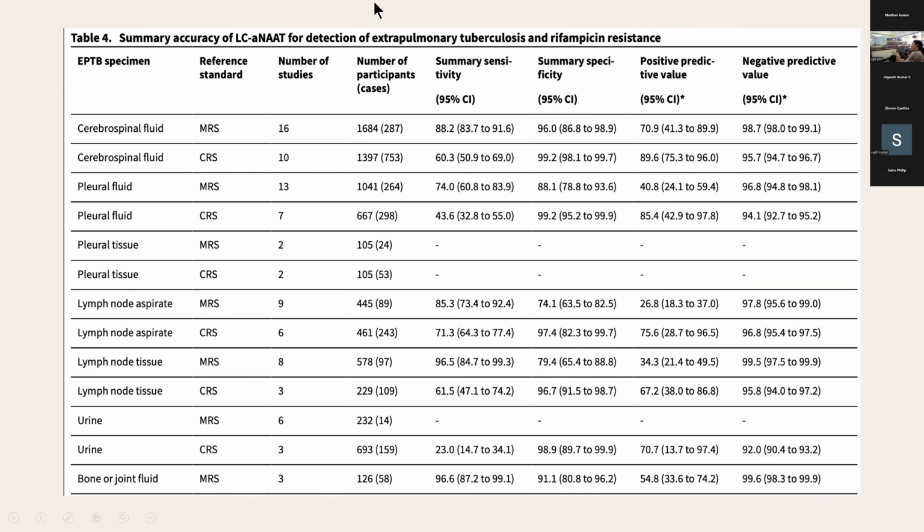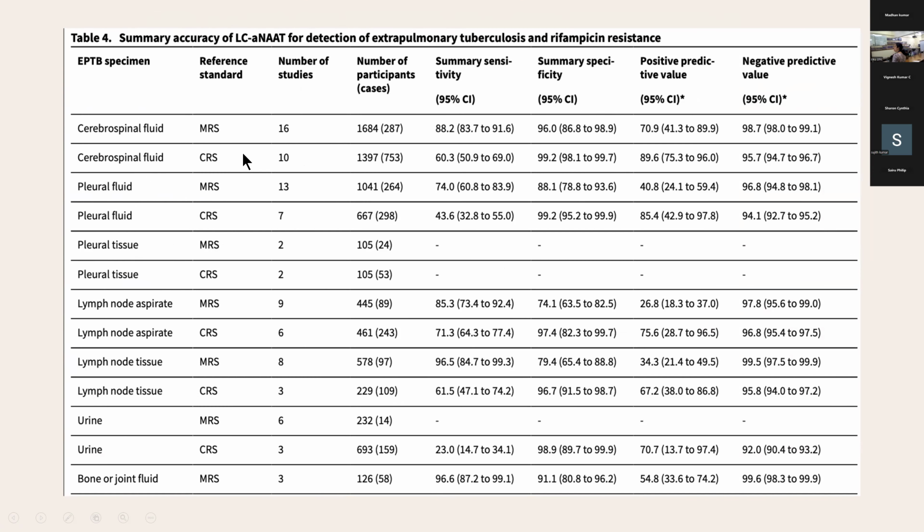So then they give you this summary. That means your pooled sensitivity, pooled specificity, positive predictive value, and negative predictive value for each of these. So you have cerebrospinal fluid against a microbiological reference standard, cerebrospinal fluid against a composite reference standard, and the number of studies. They have pleural fluid, pleural tissue, lymph node aspirate, lymph node biopsy, urine, bone. So they've done a very comprehensive review.